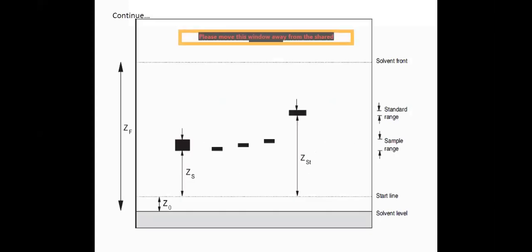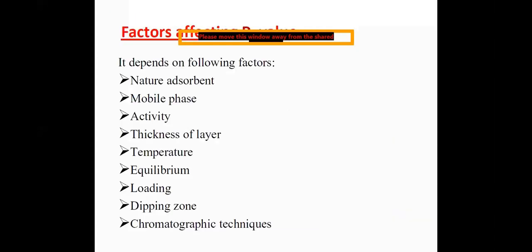You can see here the plate, solvent level, start line, baseline, different types of samples spotted, and the solvent front. And then we can calculate the RF and Rx.